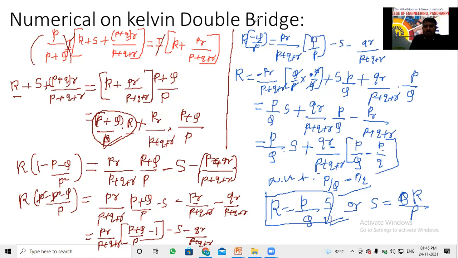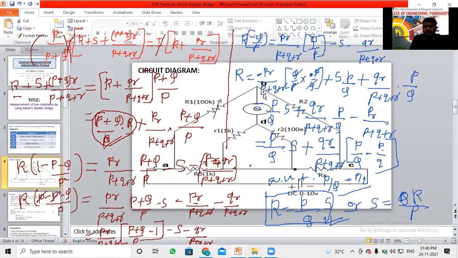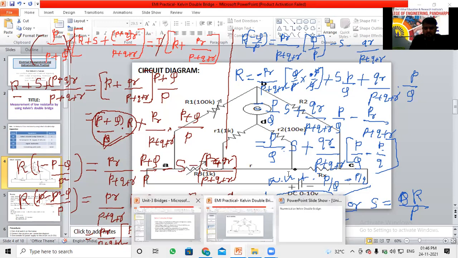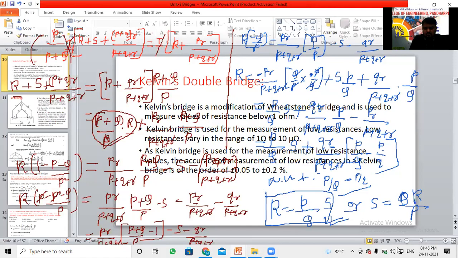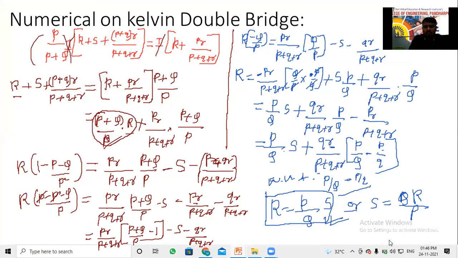So the formula equation is clear. The derivation is clear. The same thing will come in your third unit, and at that time I will not repeat this part. For that reason, we have taken the derivation now. When you go for the practical, I will clear that one. If anybody wants to take the screenshot, you can take it now only.